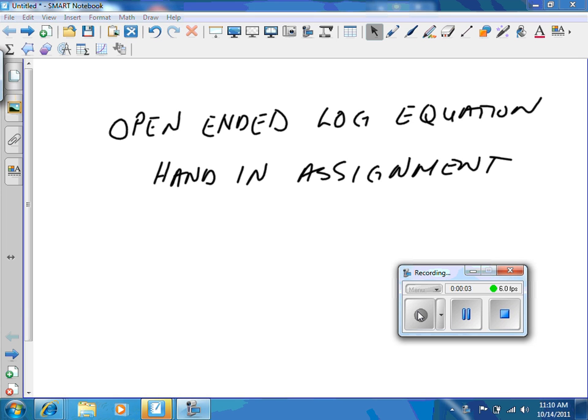A little bit of help on the open-ended log equation hand-in assignment, particularly questions 8 and 9, and also talking about restrictions when you're solving equations.